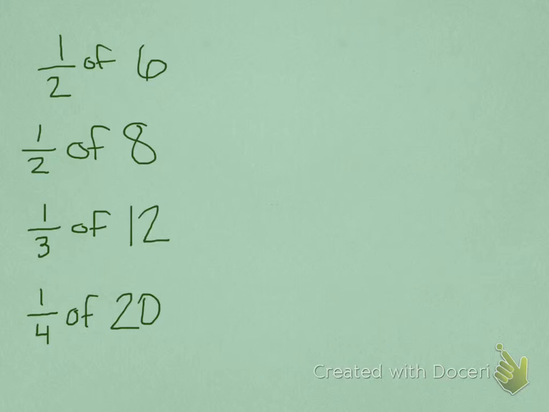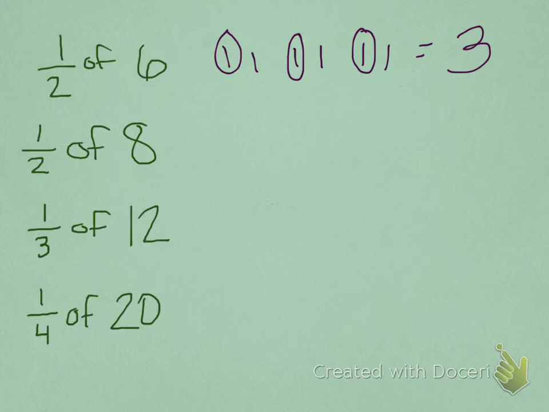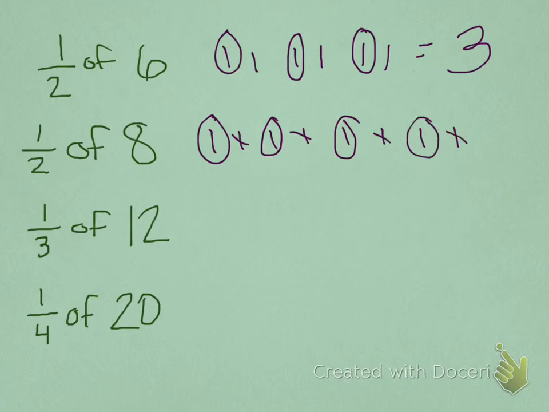Number 4 says solve. So 1/2 of 6. If I have 1, 2, 3, 4, 5, 6, I take 1 out of every 2. So 1, 2, 1, 2, 1, 2, therefore 3. 1/2 of 8: 1, 2, 3, 4, 5, 6, 7, 8. So I take 1 out of every 2. So 1, 2, 1, 2, 1, 2, 1, 2, which is 4.